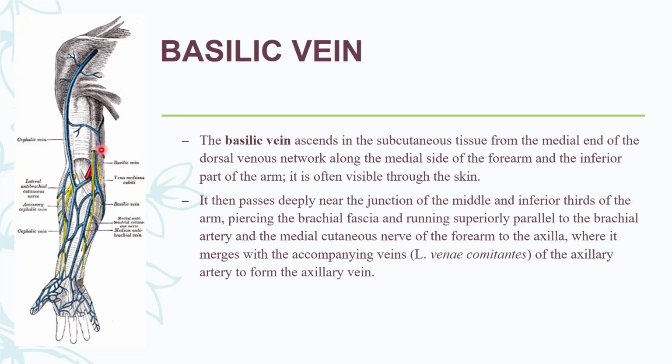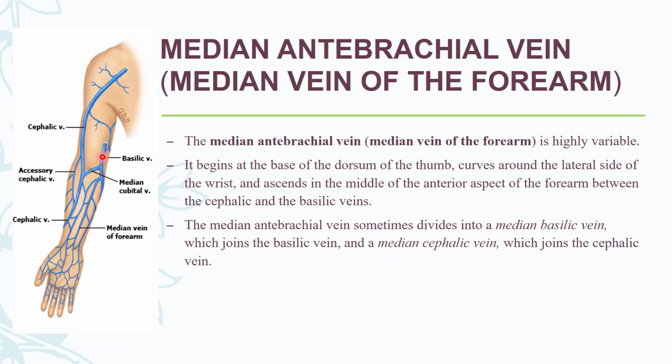artery and the medial cutaneous nerve of the forearm to the axilla, where it merges with the accompanying veins of the axillary artery to form the axillary vein. So the basilic vein will form the axillary vein along with the venae comitantes of the axillary artery. So remember this, that the cephalic vein and the basilic vein both drain into the axillary vein.